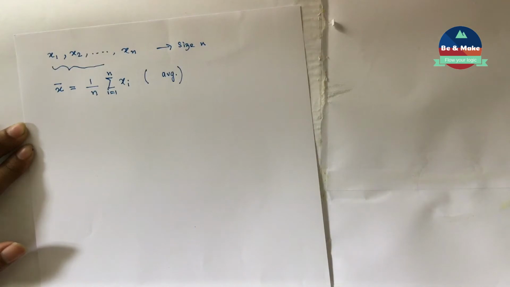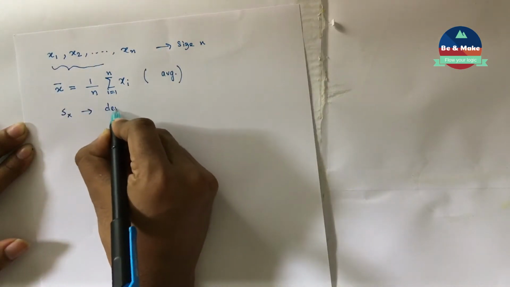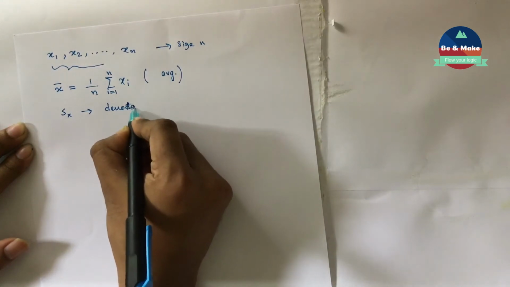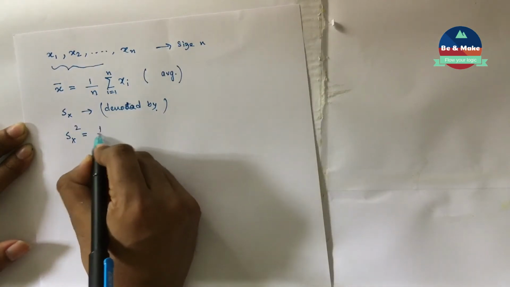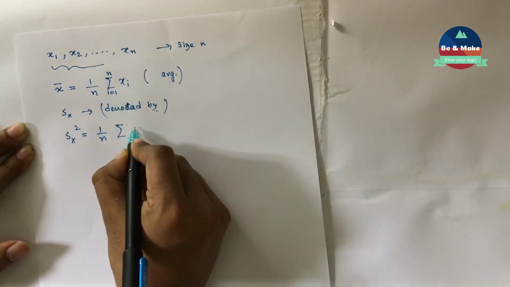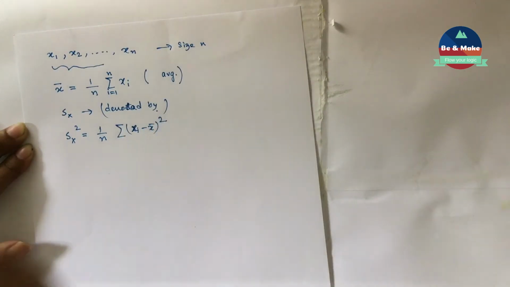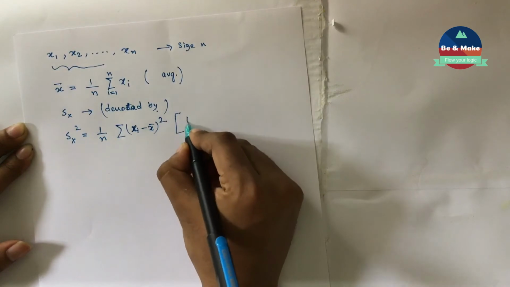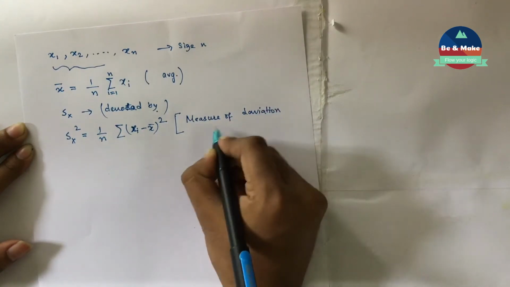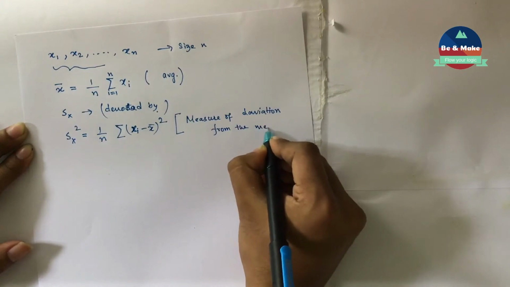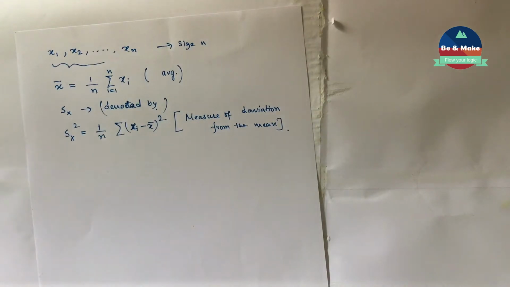Now I am going to define the standard deviation of that sample. The standard deviation is denoted by Sx, where Sx square is given by 1 by n times the summation of xi minus x bar, whole square. This is nothing but the measure of deviation from the mean. So this is all about a single variable.